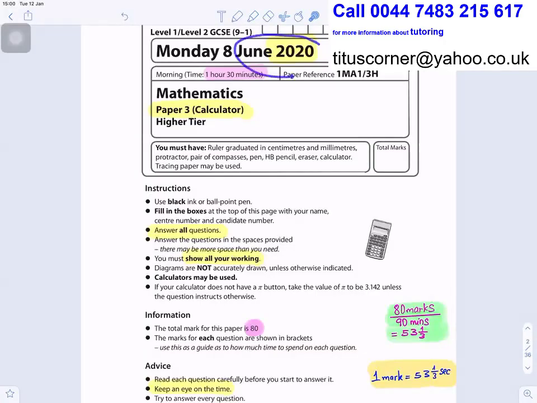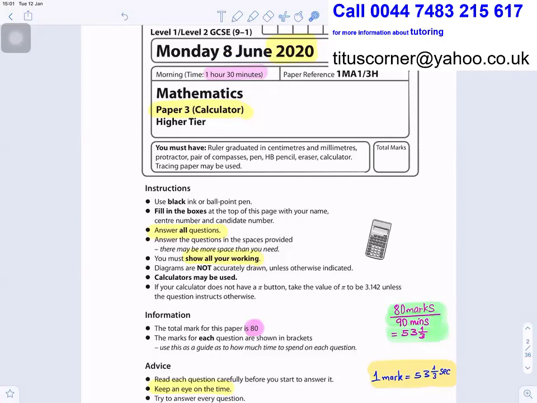June 2020, Monday 8. Edexcel Mathematics Paper 3, Calculator and Higher Tier. There's a higher tier Paper 3, and it's for 1 hour 30 minutes.